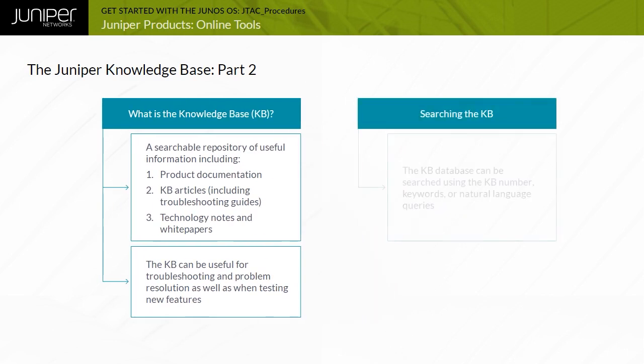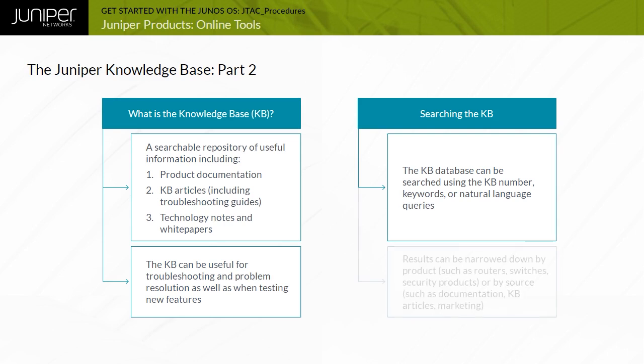You can search the KB using the KB number, keywords, or natural language queries. Finding the right query can take a few attempts. If too many results are found, it is very easy to restrict the results set based on the platform or the type of information requested. For troubleshooting, KB articles, specifically solution guides, are very useful. When trying new features, both white papers and configuration examples from the documentation guide can save you a lot of time. Each KB article has an ID number that can be used to refer to it.